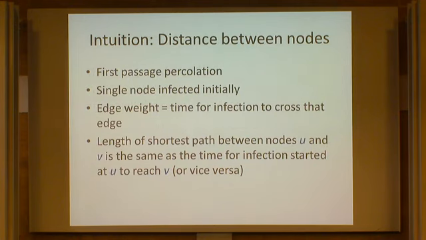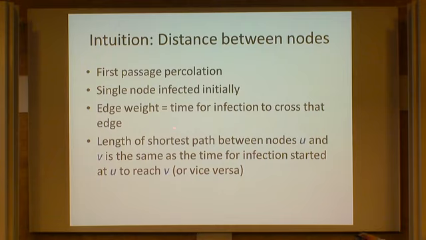Okay, and a bit about how we go about proving this. As with previous work, it relies on studying first passage percolation on this graph. What you do is you think of an infection spreading on it. You start from one single node initially infected, and the edge weights encode the time it takes for the infection to pass along an edge.